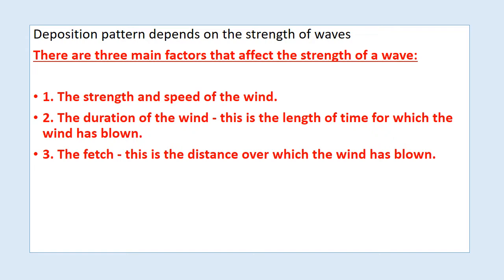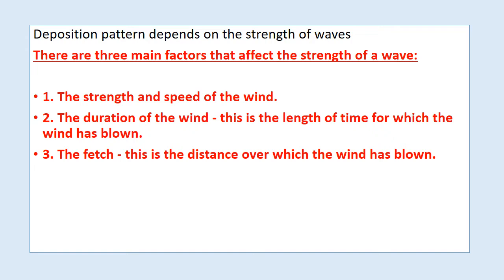There are three main factors that affect the strength of the wave. First one is the energy of the waves. The wave energy depends upon its fetch area, that is the distance over which wind has blown. Second one is the strength and speed of the wind. And third one is the duration of the wind. These three factors control the strength of the waves, and the strength of the waves controls the landform in the coastal zone.